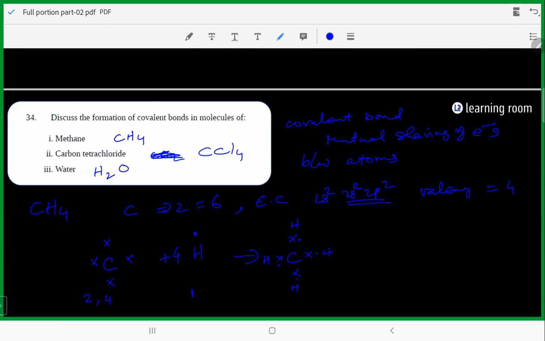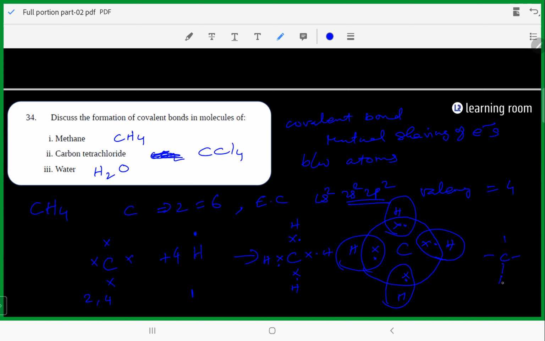So it will form carbon 1, 2, 3, 4, with hydrogen, hydrogen, hydrogen, hydrogen. So it formed the methane molecule like this. So CH4. So you can write 1, 2, 3, 4, H, H, H, H. So what is the example for the next one? CCl4.